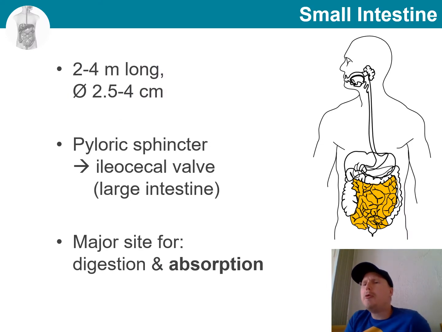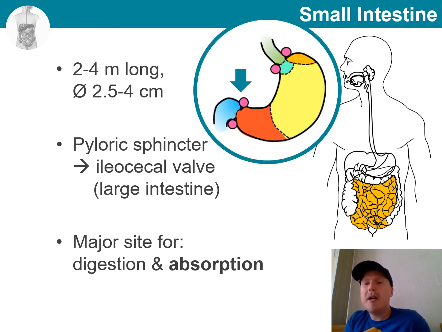These are about 2 to 4 meters long and have a small diameter of about 2.5 to 4 centimeters. For those of you who prefer the imperial scale, we're talking about 7 to 13 feet in length and approximately 1 to 1.6 inches of diameter. Small intestines start at the pyloric sphincter, which you might remember from our discussion of the stomach. This diagram probably rings bells.